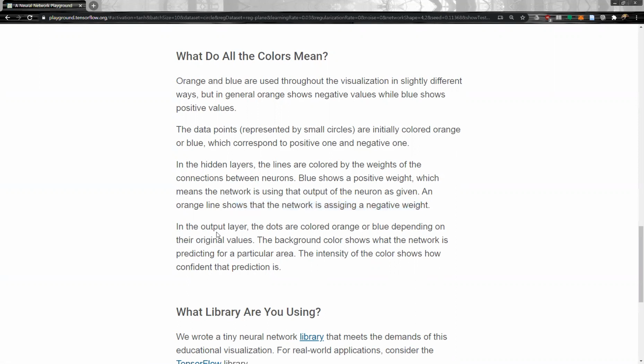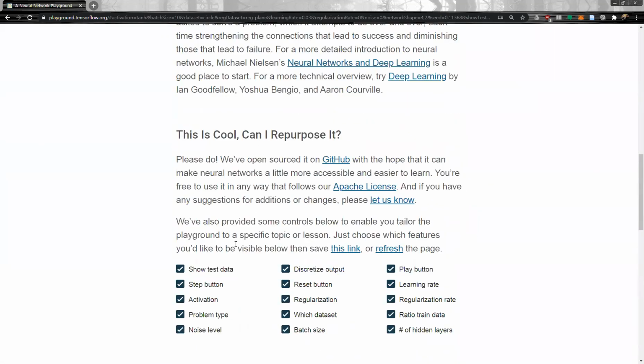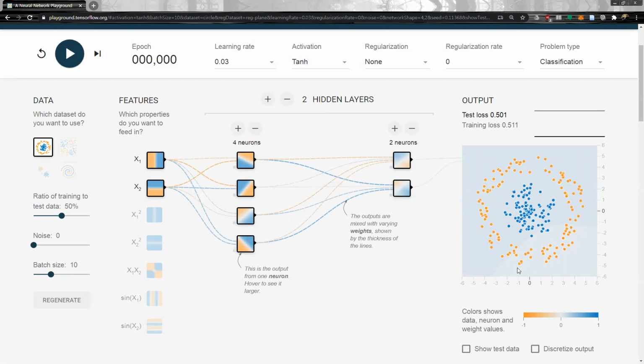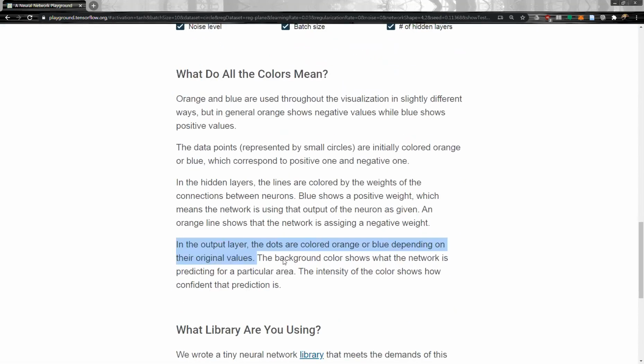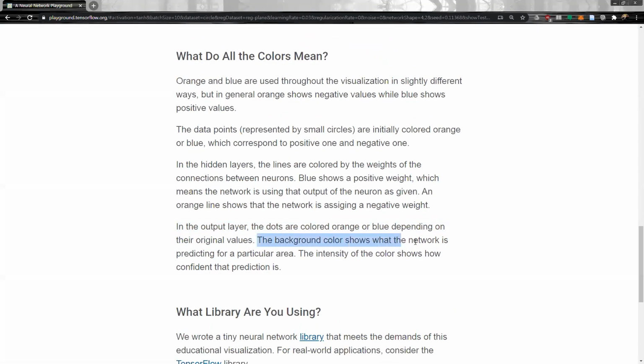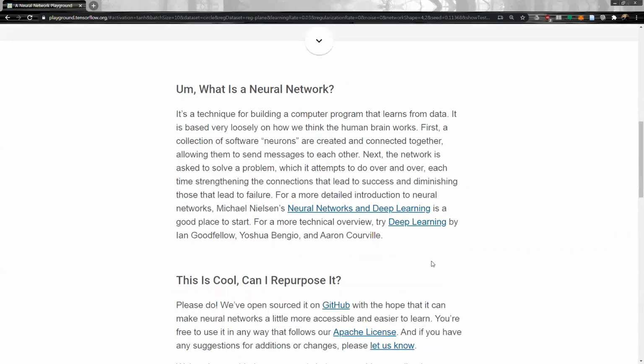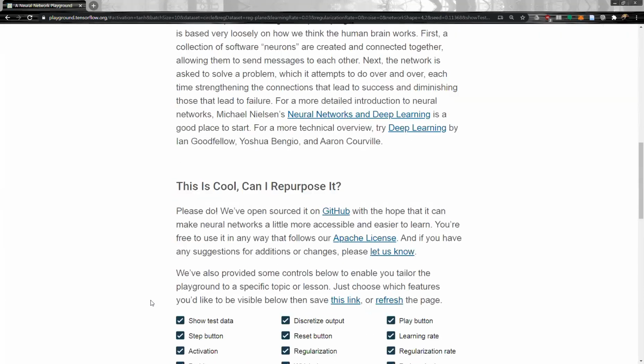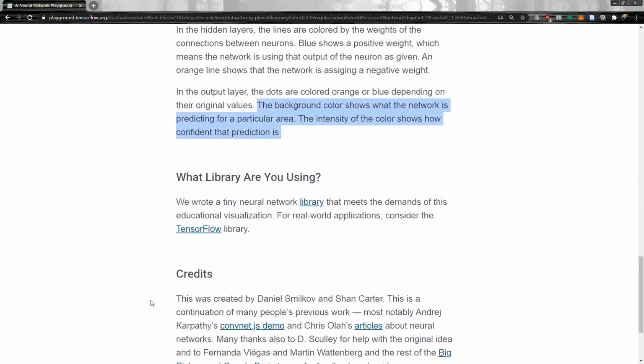In the output layer, the dots are colored orange or blue depending on their original value. So in the output, we have dots. Some are blue, some are red, and those are their original values. The background color shows what the network is predicting for a particular area. So here, the prediction is not so good, so there is no prediction over here in this state. So the intensity of the color shows how confident the prediction is.